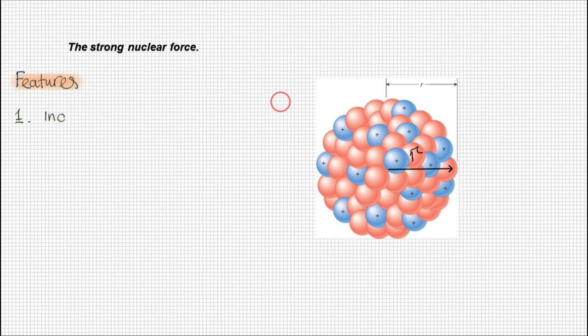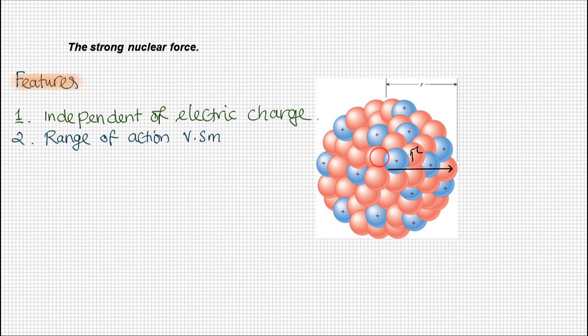Now first of all, the strong nuclear force is independent of electric charge. What that means is that the force acting between a proton and a neutron, or a proton and a proton, or a neutron and a neutron are the same. Secondly, the range of action of the strong nuclear force, as we've mentioned already, is very small, and we use that figure, which was around 10 to the minus 15 meters.